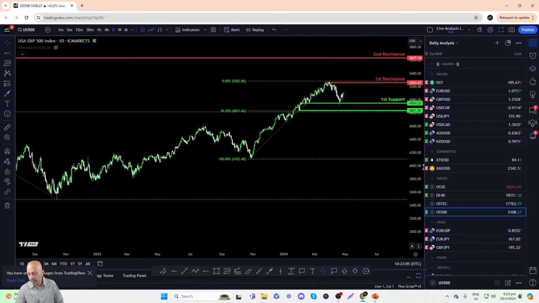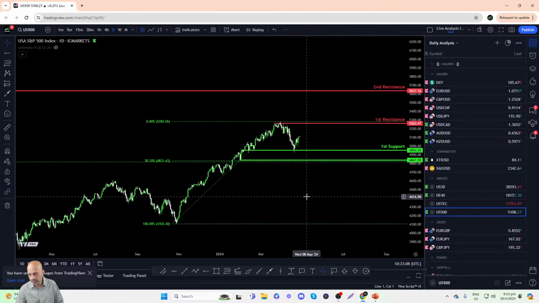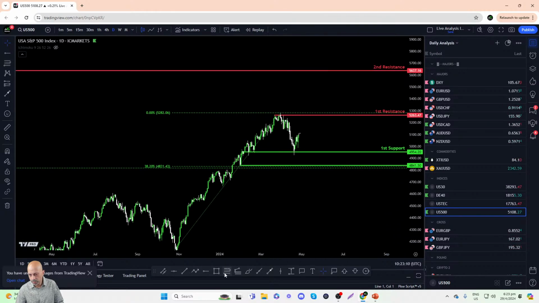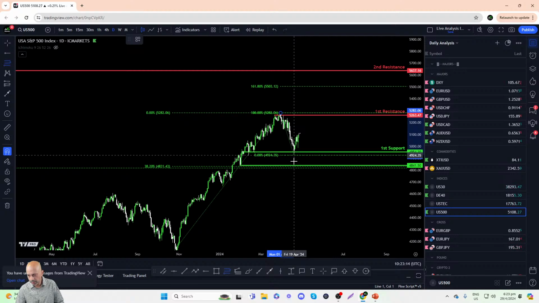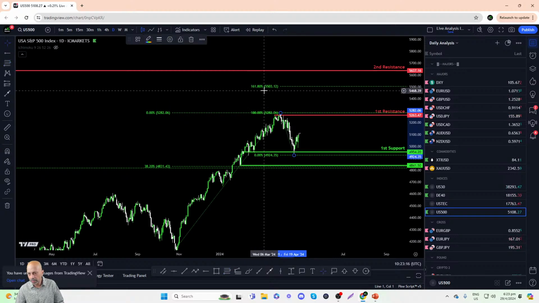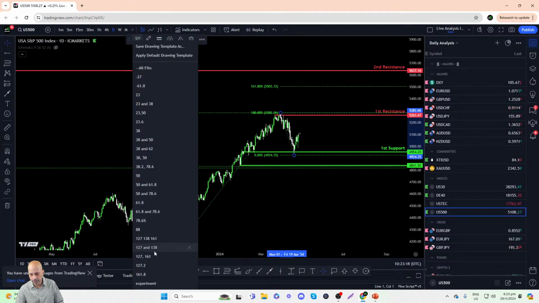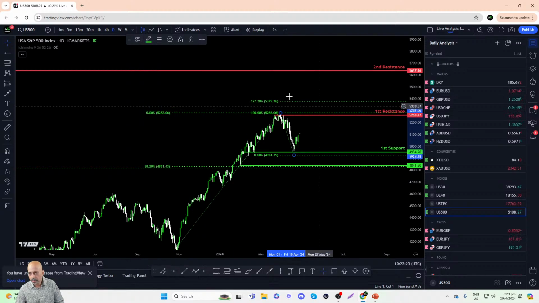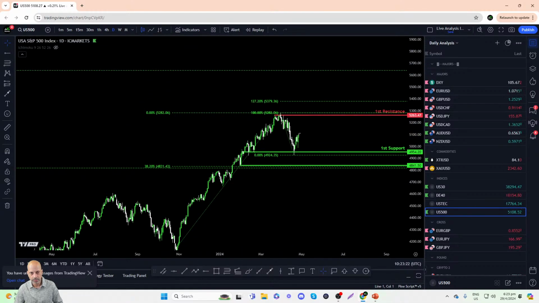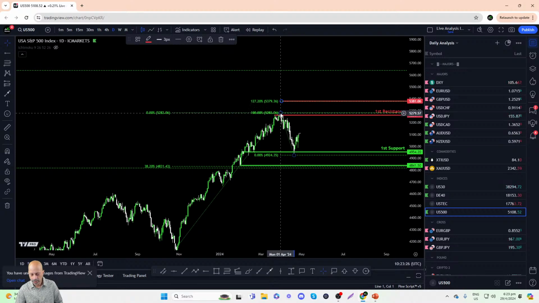Right, I think in that case we would need to use the retrace extension level on this part of the move here. So starting from here, the all-time high, going down to last week's low. We can probably use 127% as the first resistance here. Remember, this is the all-time high for US 500. There's nothing else that we can reference in the past.